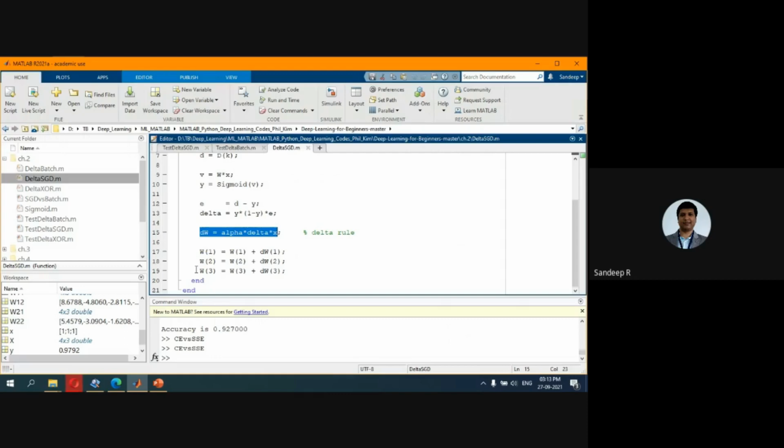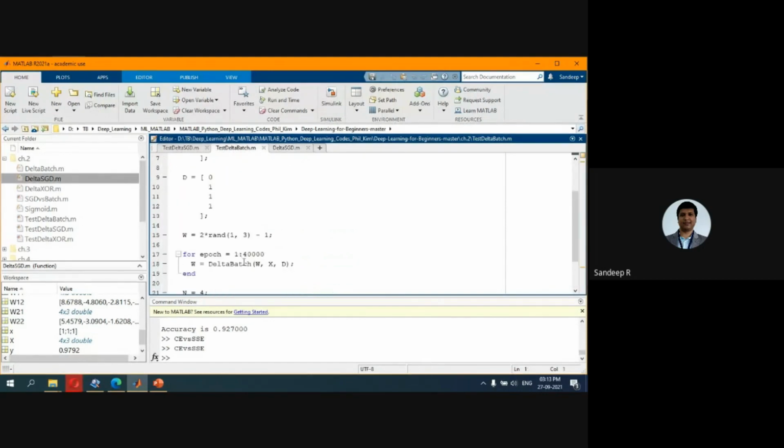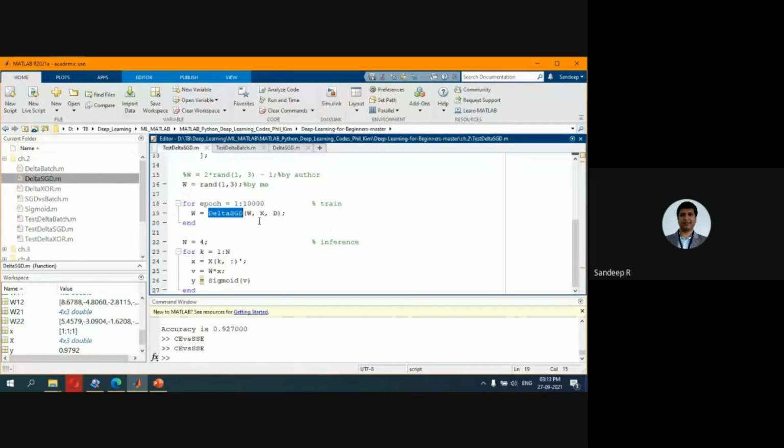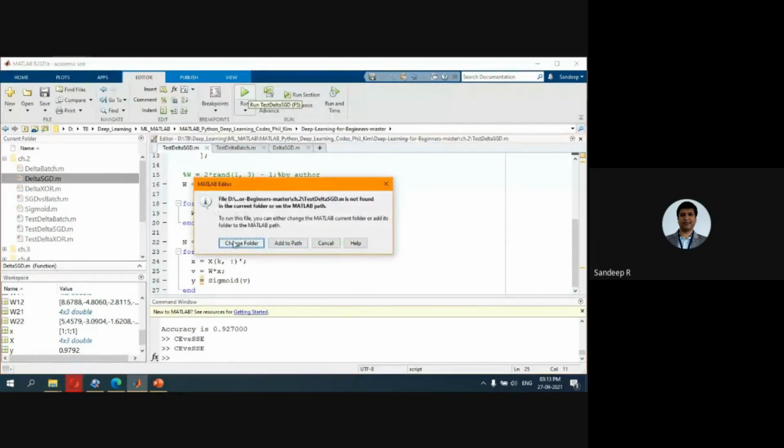I hope you have understood it. So using the delta rule, we have updated it, and this is the updation. Again, this function is called 10,000 times. So for this, we get the corresponding output. Now let me run. So Sigmoid. Let me run the stochastic gradient descent. Run. So change folder.